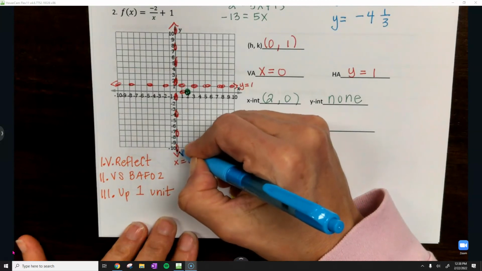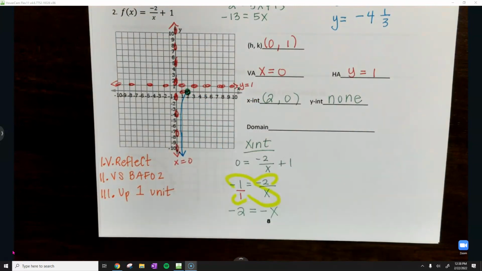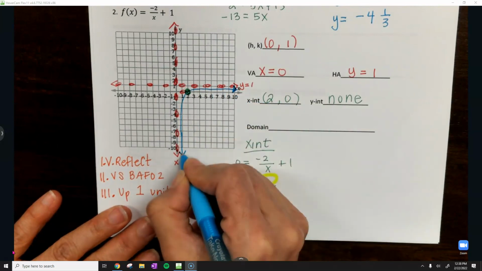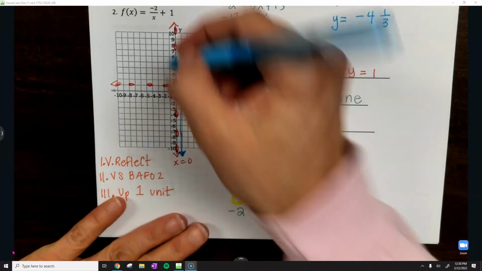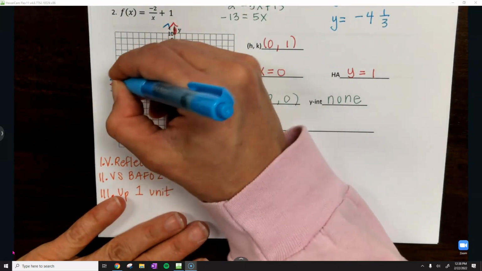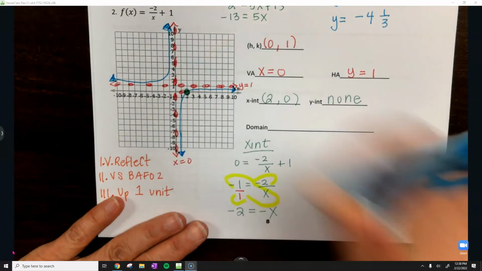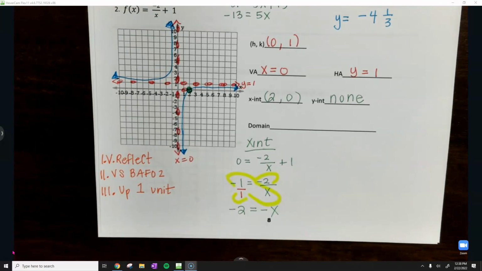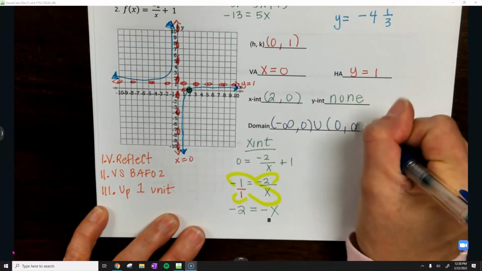So this branch, since it's been vertically reflected, it starts in quadrant 4. Go through your x-intercept. And then start hugging that other asymptote you drew. And then, guys, go ahead and draw the other branch floating up here in quadrant 2. And shape it the best that you can by hugging those dashed lines. All right, your domain is everything except that vertical line. So we're just going to have -infinity to 0 again. And then pick it up from 0 to +infinity.